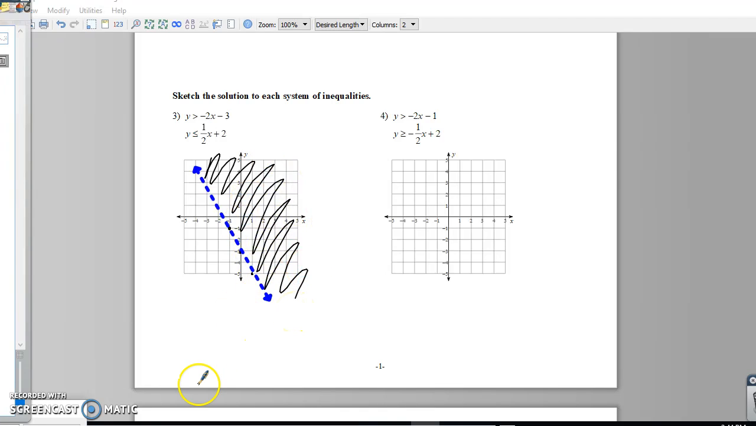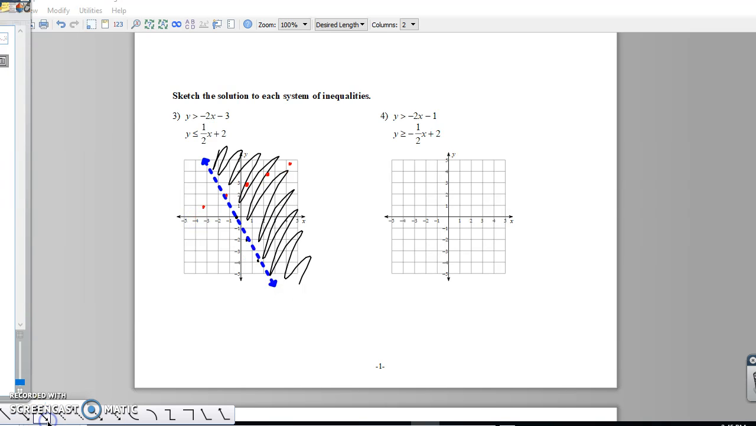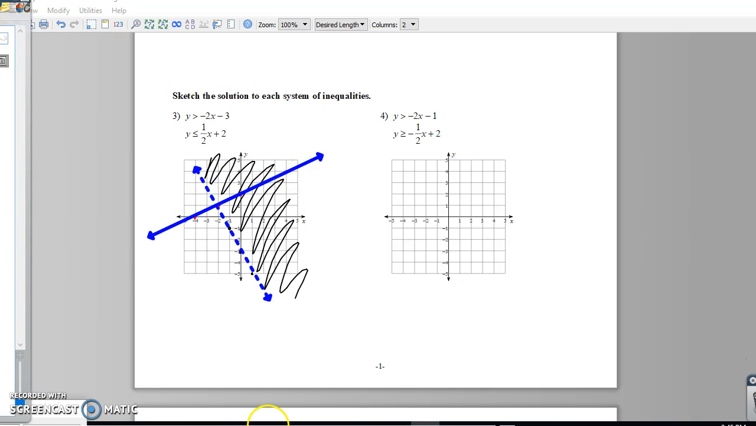Now I'm going to graph the other one. I'll use a red pen just to distinguish between the two. Plot a point at -2, rise 1, run 2, or down 1, left 2, so -1, -2, and there I'm going to use a solid line. I want all the y values less than that line, so I shade.